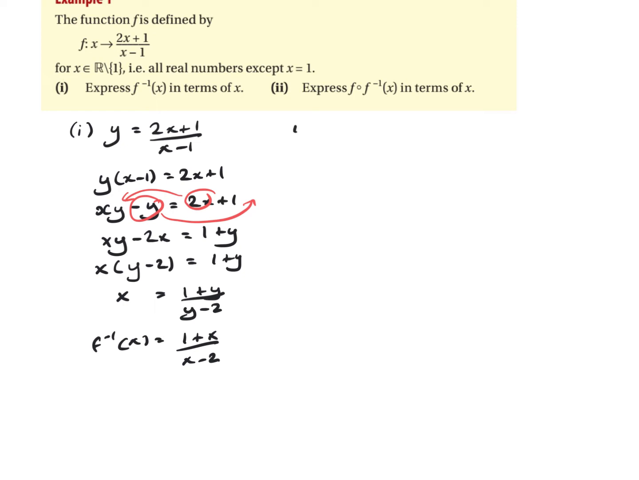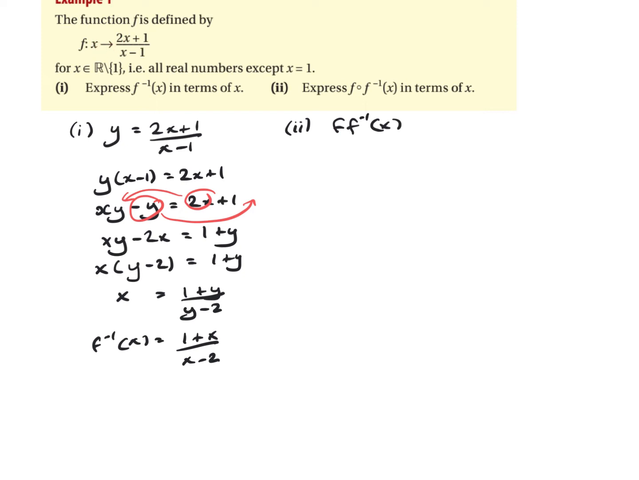Now part II asks us to express f of f to the minus 1 of x in terms of x. Okay, so f of f to the minus 1 of x. That means that we are going to find the inverse function, which we've already done over here, and then we're going to stick it into the f of x function, which is this function here, and see what happens.